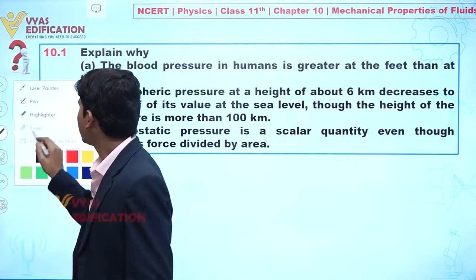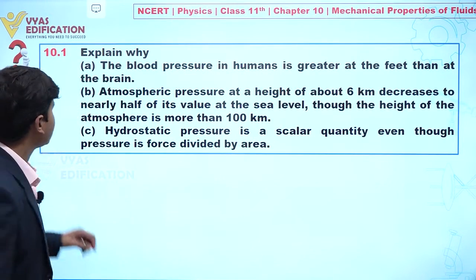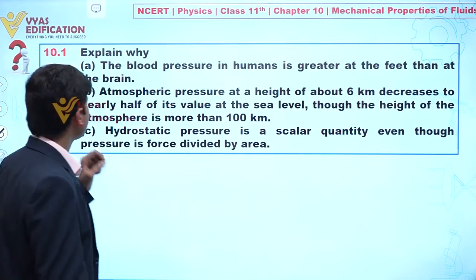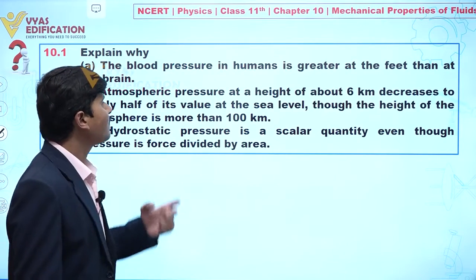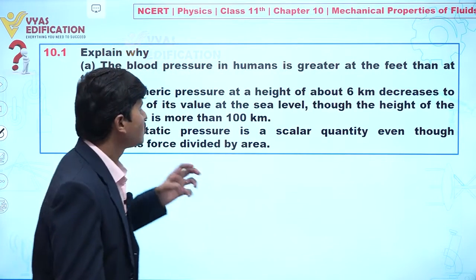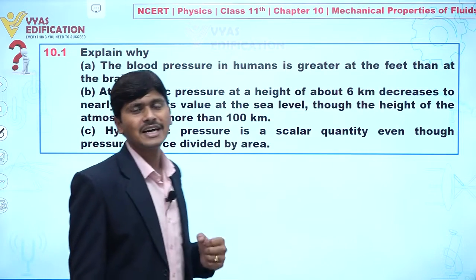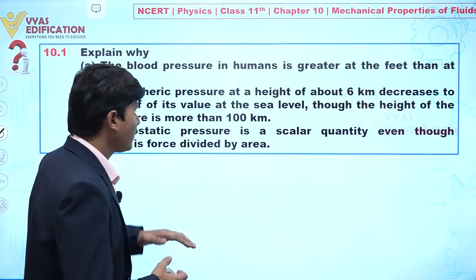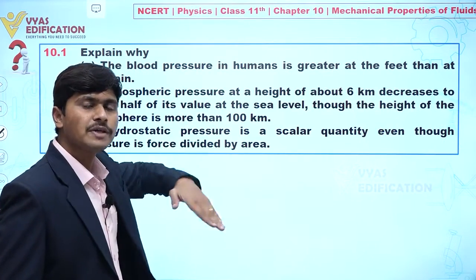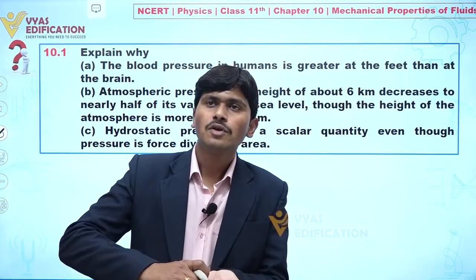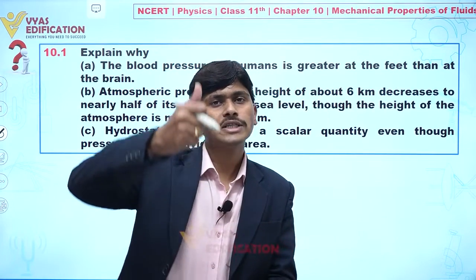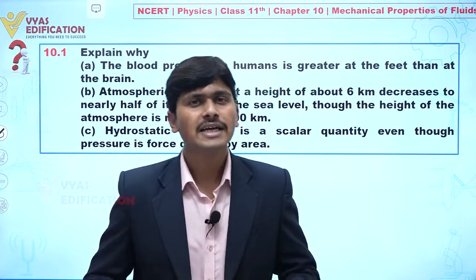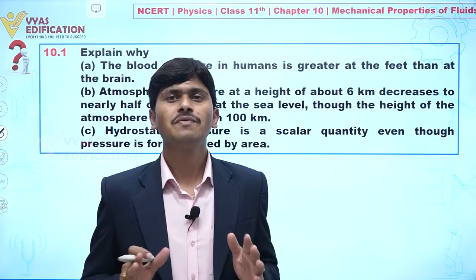Now we are going to discuss part number B. In part number B it is given that atmospheric pressure at a height of about 6 km decreases to nearly half of its value at sea level, though the height of the atmosphere is more than 100 km. Now listen carefully. Actually we know as we move away from the surface of the earth to a certain height, definitely the density of air decreases. But the density decreases not in a uniform form.